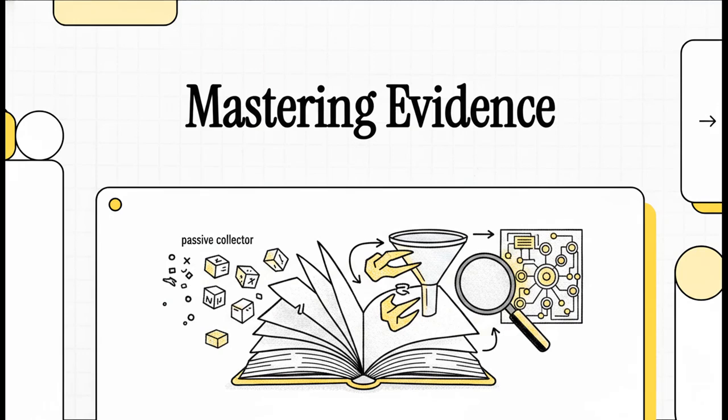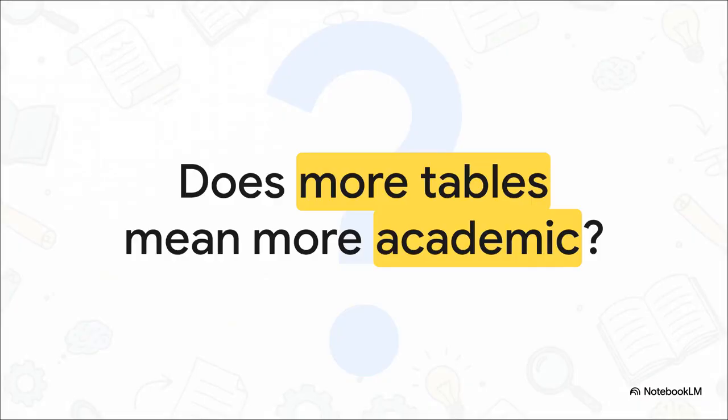Welcome to The Explainer. So today we're going to fundamentally change how you look at evidence in your academic writing. We're going to shift you away from just being a passive collector of information and turn you into a master analyst, someone who absolutely controls every single piece of data on the page. Let's jump right in and address a super common trap.